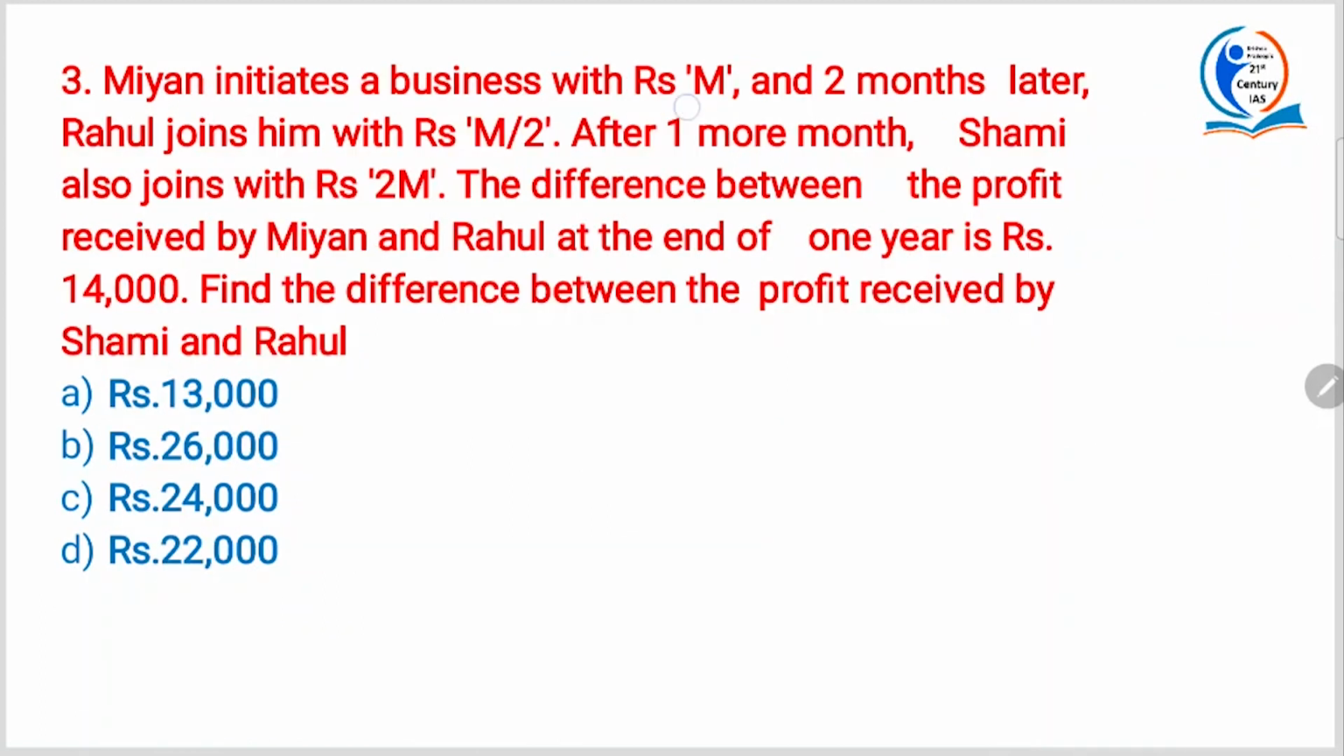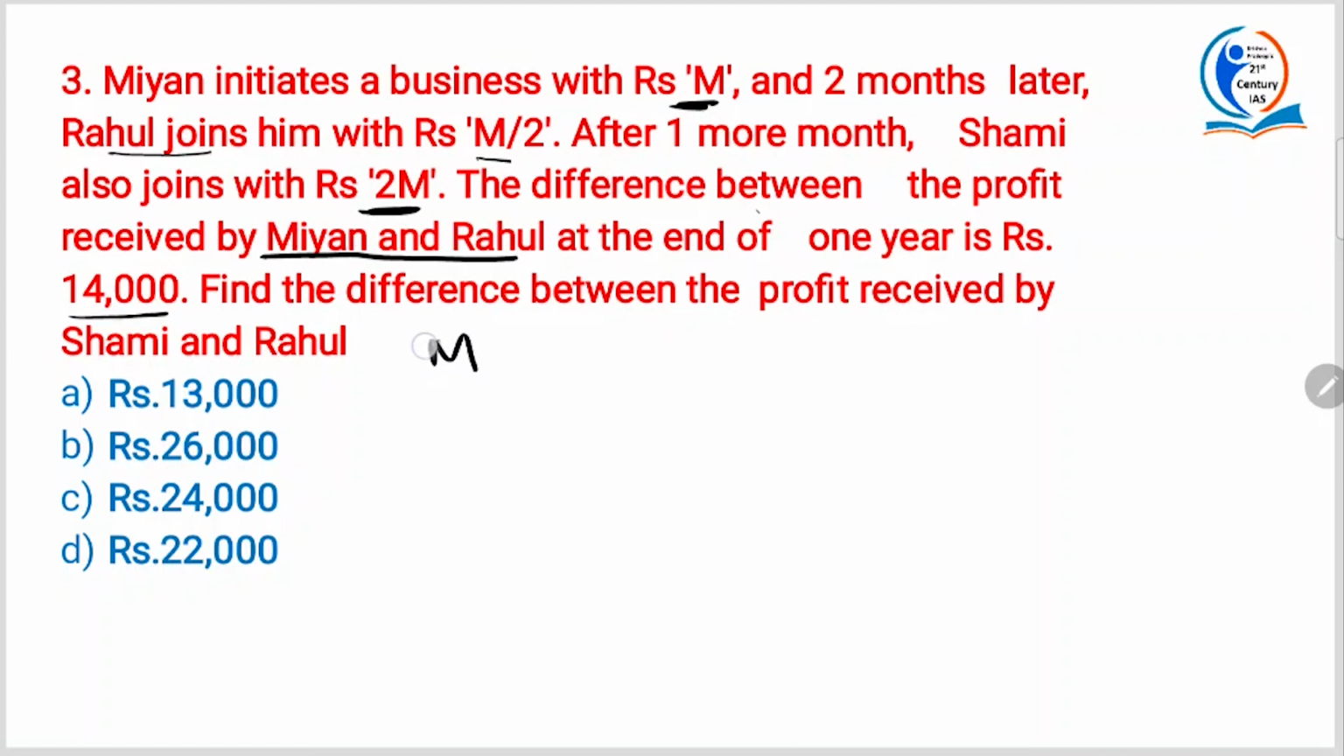Mian initiates a business with rupees M, and 2 months later Rahul joins with M by 2. After 1 month, Shami also joins with rupees 2M. The difference between the profit received by Mian and Rahul at the end of 1 year is rupees 14,000. Then what is the difference between the profit received by Shami and Rahul? So there are 3 people.